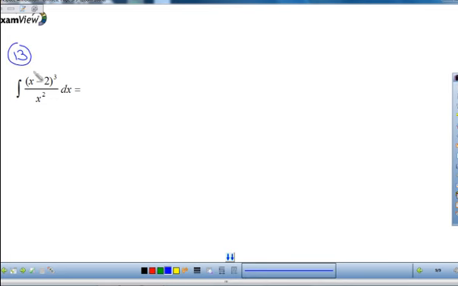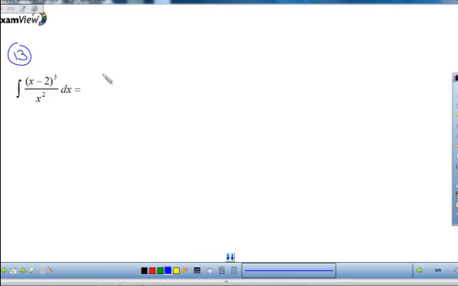Okay, for number 13, we're going to take the integral of (x − 2)³ over x². So the first step is, remember, you always try the algebraic method. Second step, substitution. Third step, integration by parts. So I'm going to do the algebraic method.